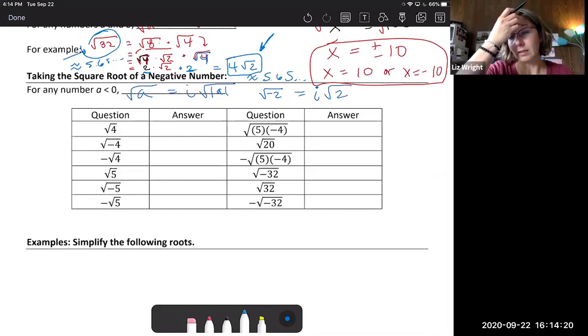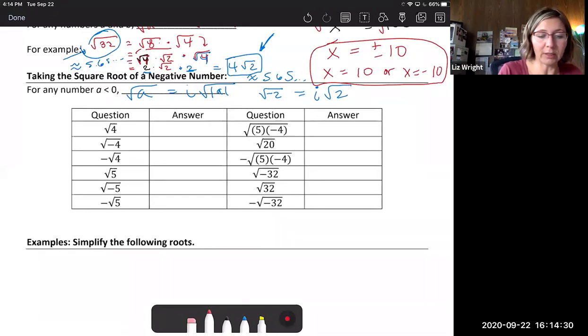Well, how the heck does that even work? This is your very brief introduction into complex numbers. And a complex number is defined by the definition of i. So i equals the square root of negative 1. And that's what you need to know. So i is equal to the square root of negative 1. So if you have a negative underneath that radical, you're going to pull that negative out, and you're going to put an i there in your answer.